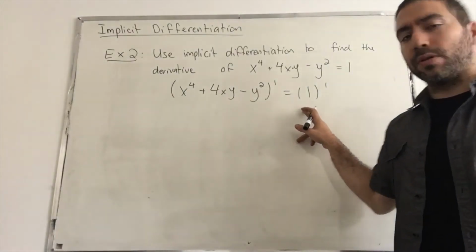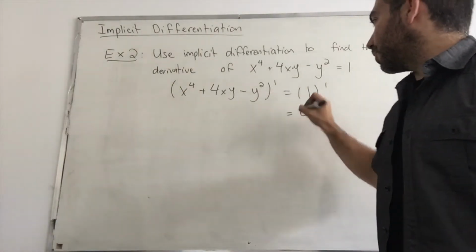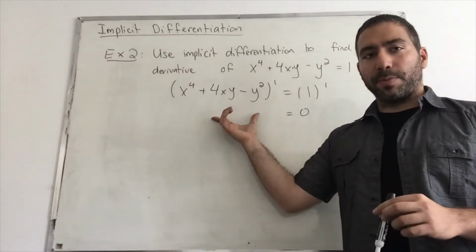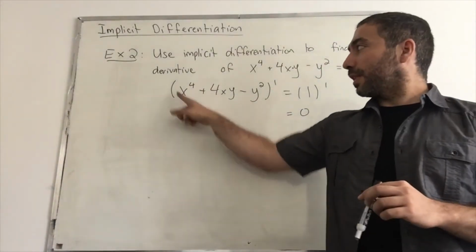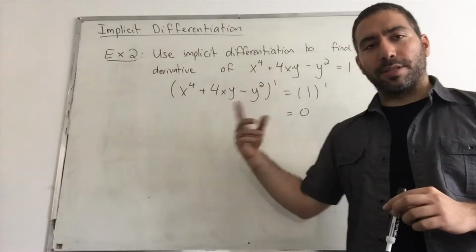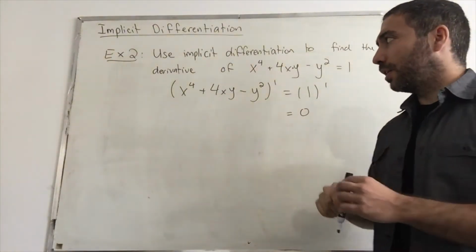The derivative of 1, it's a constant, so it's just 0. But the left-hand side becomes a bit more challenging. So we're taking the derivative of this whole thing. The left term, x to the 4, this is simple. We're deriving again with respect to x. So there's no issues here.